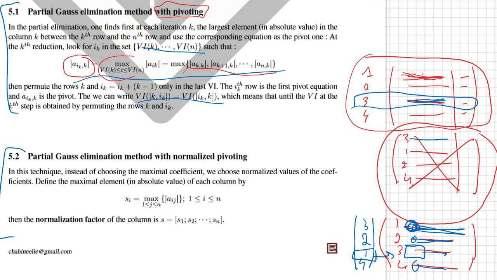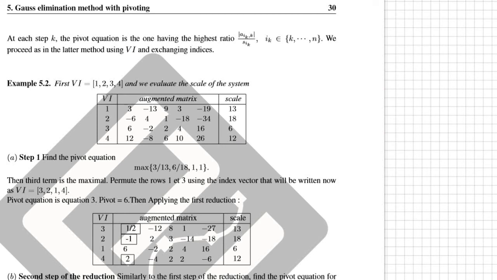So technically, I will choose S_i as the largest element on each row, S1 the largest element on row 1, etc. And I will calculate at each step the ratio A_ik over S_i, which means that I divide the pivot by the highest element on its row. Let's see on the example how it works, and then you will understand everything. So this is the matrix A in the system AX equals B, and this is B. I start by saying this. Then I will put first the index vector on the left side.